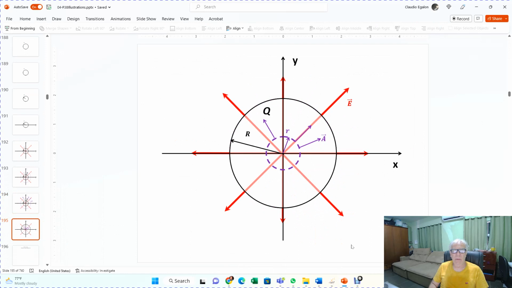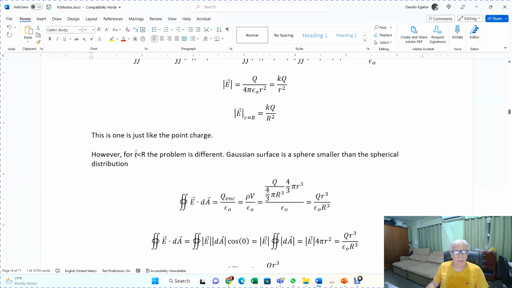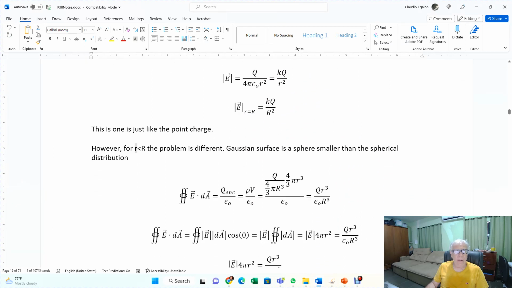This Gaussian surface right in here. Here is the surface of the sphere. Here is the imaginary surface. That's what's different for this problem. But just like before, the vector area A is parallel to the electric field E. Okay? So at least in this regard, we can solve for this case just like we did before, right?